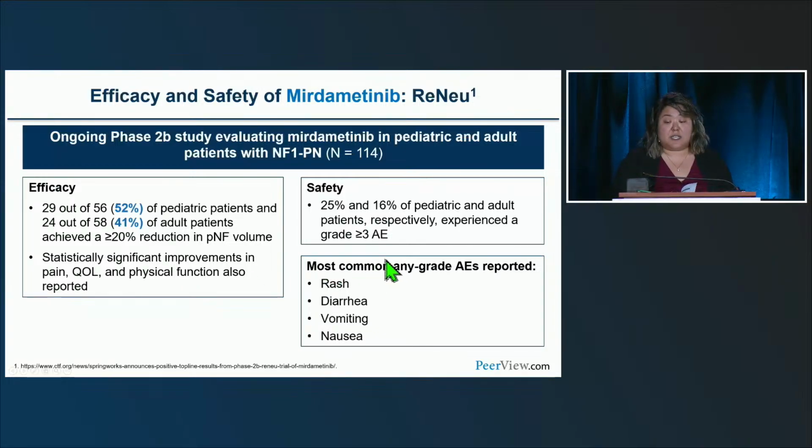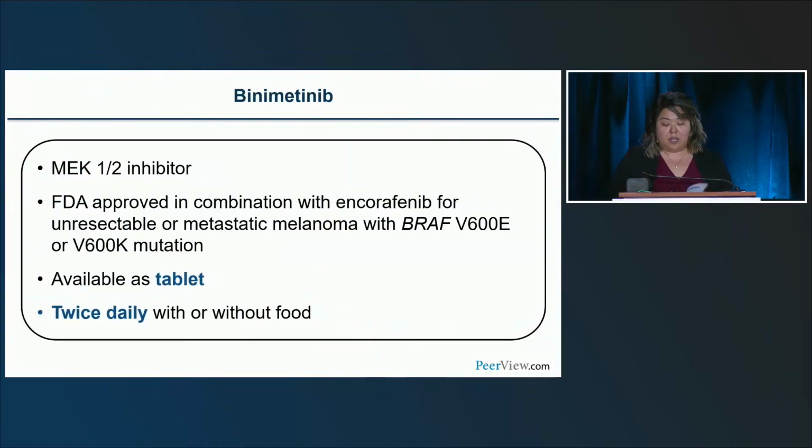In terms of the safety, when we're looking at grade 3 or higher adverse events, in the pediatric setting, 25% experienced those adverse events, as well as 16% in the adult patients. And the most common any grade adverse events reported include rash, diarrhea, vomiting, and nausea, similar to most other MEK inhibitors. And then the last MEK inhibitor that I will talk about is binimetinib, which is, again, a MEK1/2 inhibitor.